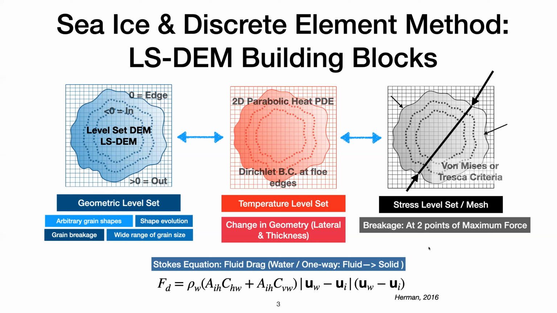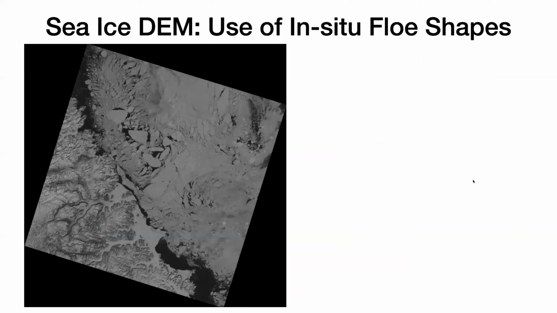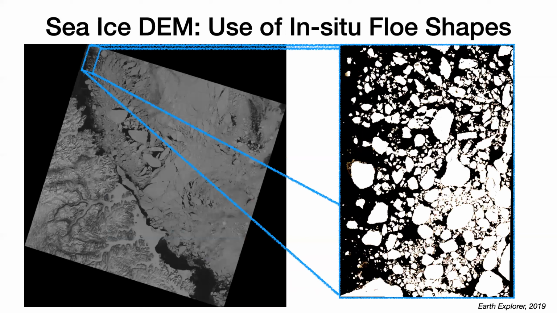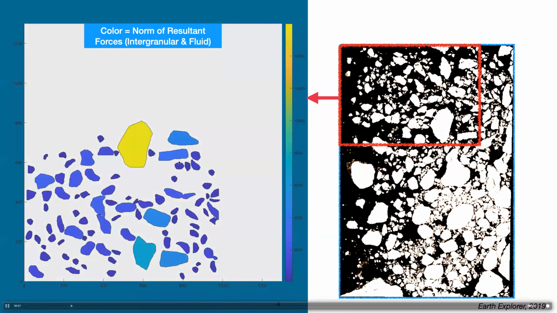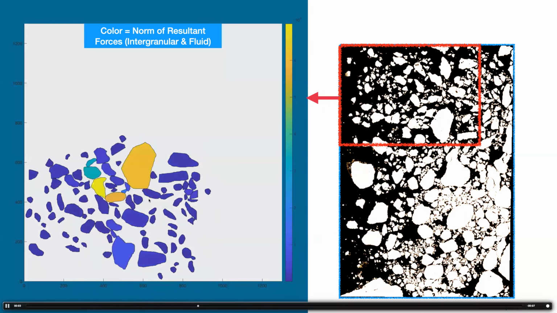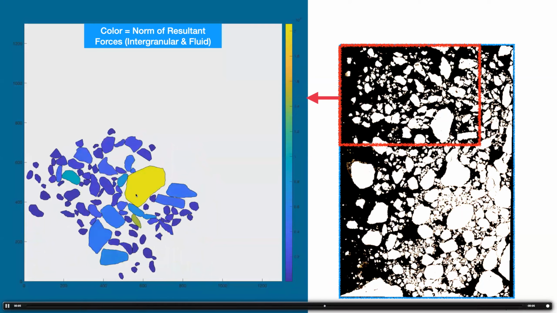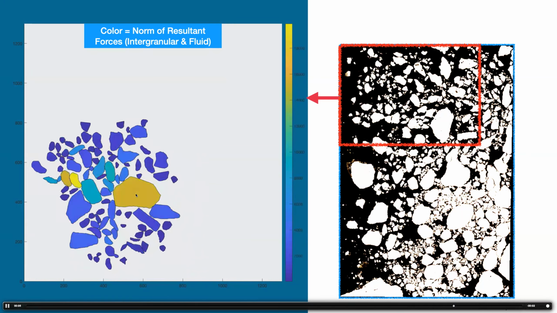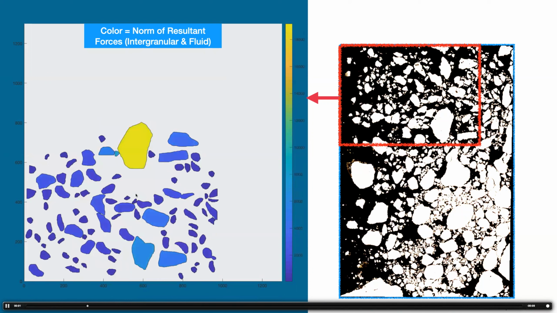So now that I have explained the building blocks, I'm going to show you how we applied all this mechanism in order to model or simulate the behavior of sea ice with DEM. What we did first was choose an arbitrary spot around Fram Strait and extract simplified shapes from satellite pictures and simulate the kinematics using a very simple vortex field. So we can track the forces from intergranular and fluid drag.